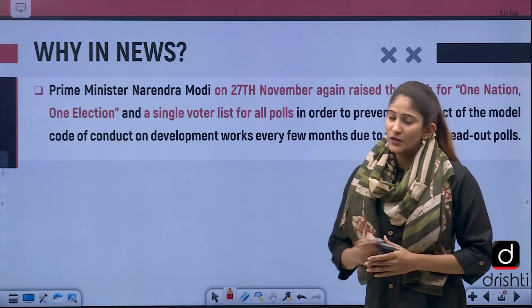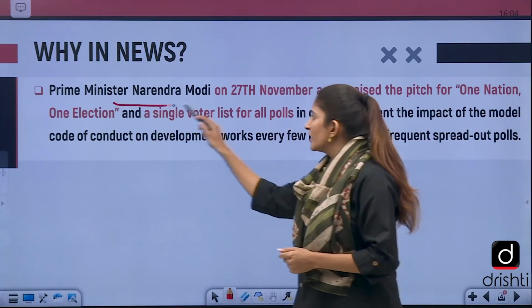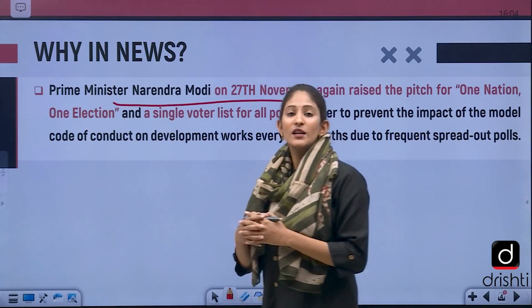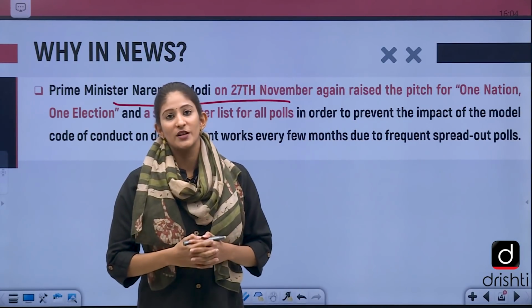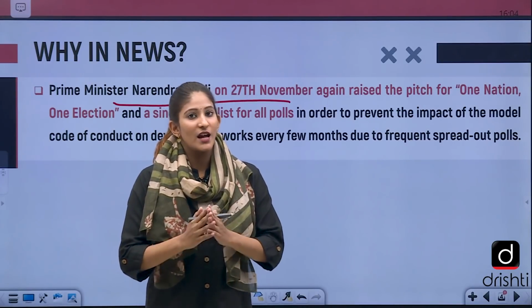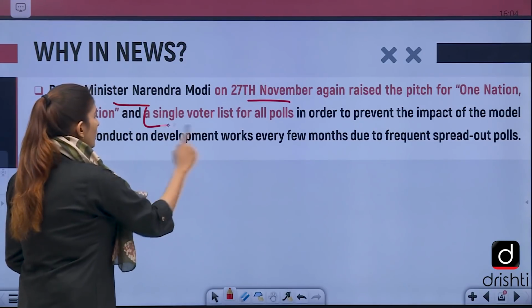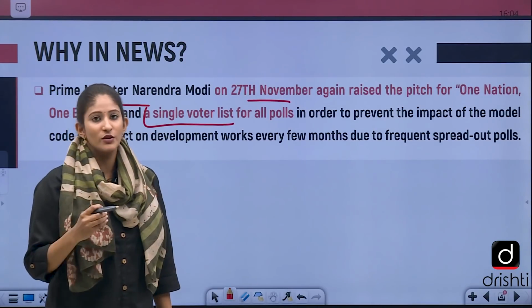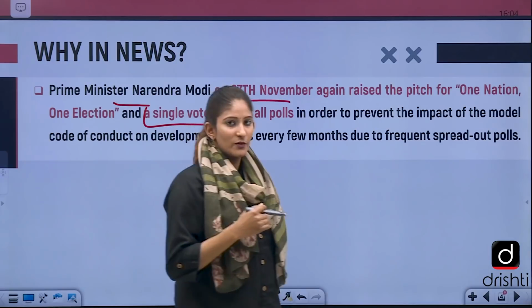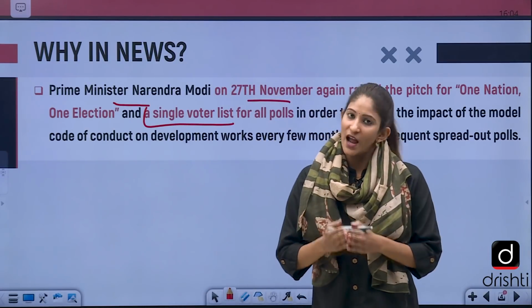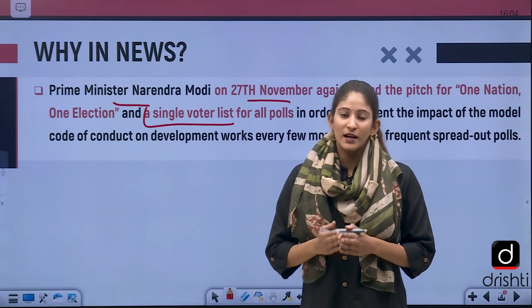Alright, so why in news? Because Prime Minister Narendra Modi on 27th November again raised the pitch for one nation, one election and a single voter list. Single voter list for all posts in order to prevent the halting of development work because of the application and implication of the Model Code of Conduct.